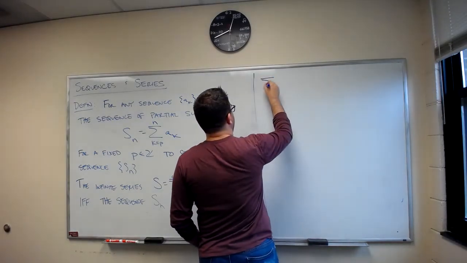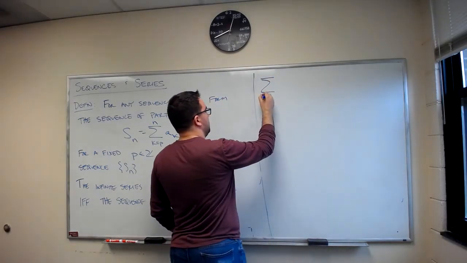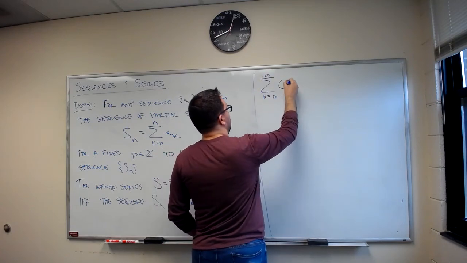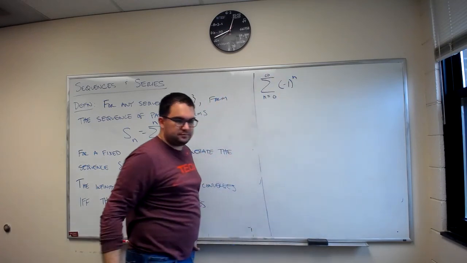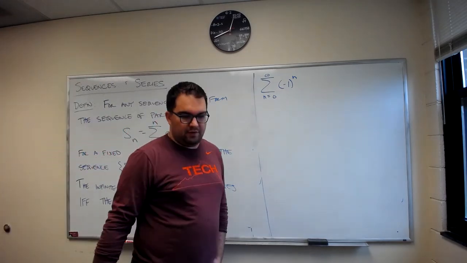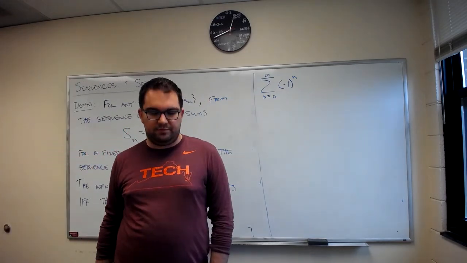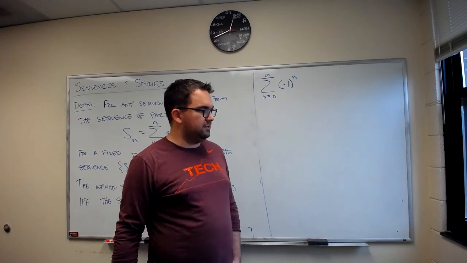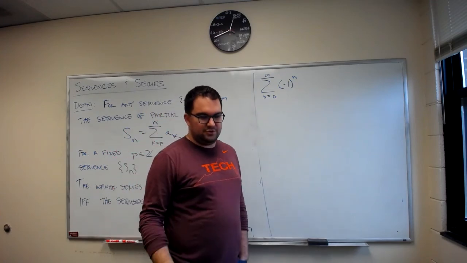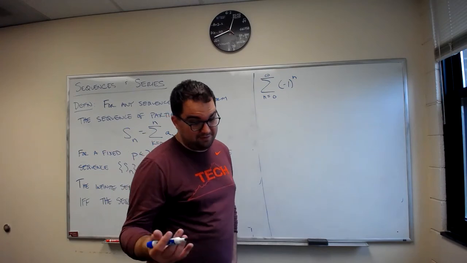So let me look at the infinite series, the sum from n equals 0 to infinity of (-1)^n. This is a really fun one if you're teaching Calc 2 sometime, where you're usually talking about sequences and series, to mess with your students with. And by mess with, I mean get them to think deeply about this.